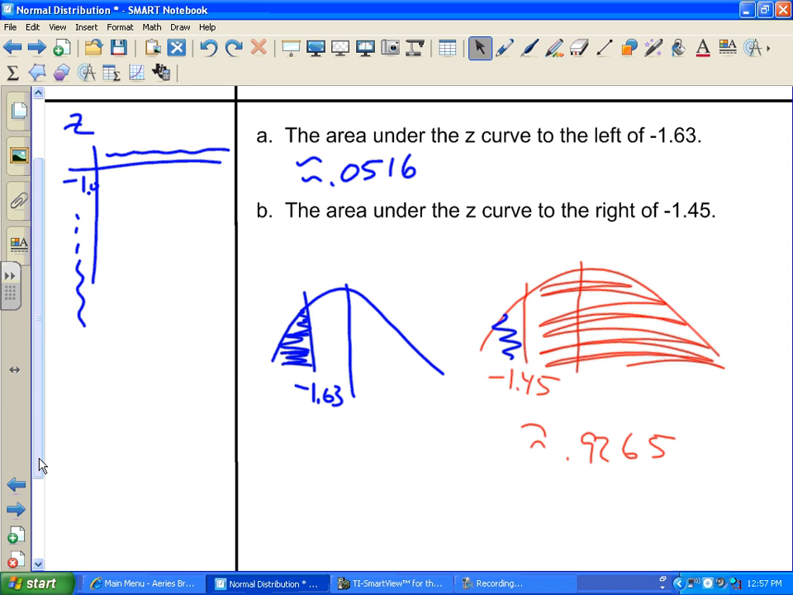To get to 0.9265: the total area under the whole curve altogether will always be 1. So what I did was find the area on the left by using my table, and negative 1.45 came out to be 0.0735. Okay, this area here was 0.0735. That's that area. So the idea of using a complement: if I want the area over here, then I'm going to go 1 minus the area on the left, and that will give me the area on the right. Okay?